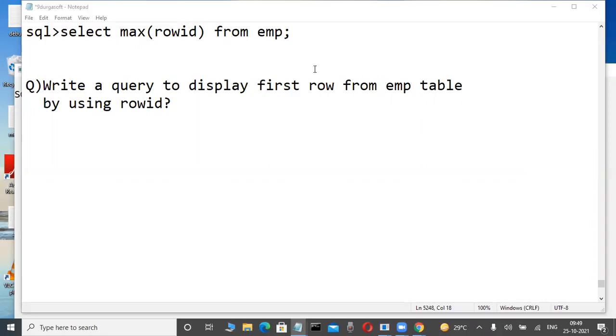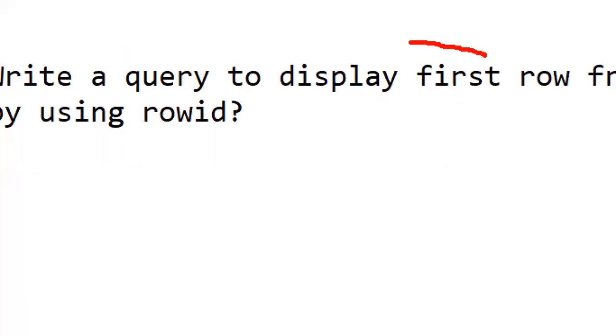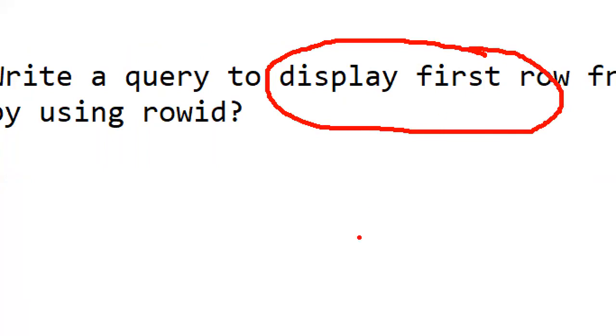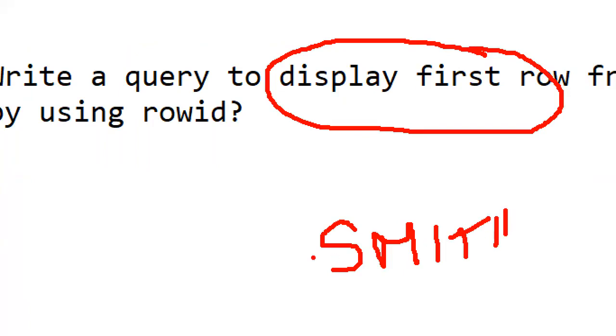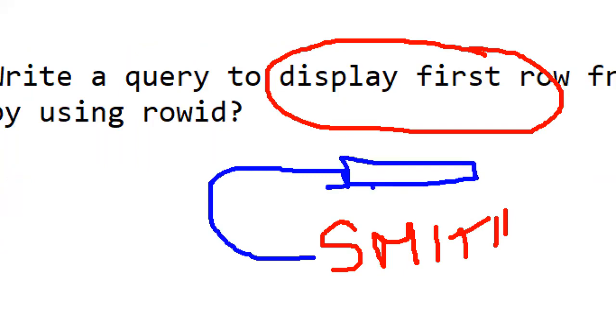Very good. So many fellows are writing select minimum row ID from EMP. Don't write it like this. Why? Because minimum row ID means first row, but a minimum row address is displayed. They are not asking for an address. Write a query to display first row. First row means Smith is an employee. This record I want. But which address is this record available at? That address we are writing as row ID in the where clause of your query.